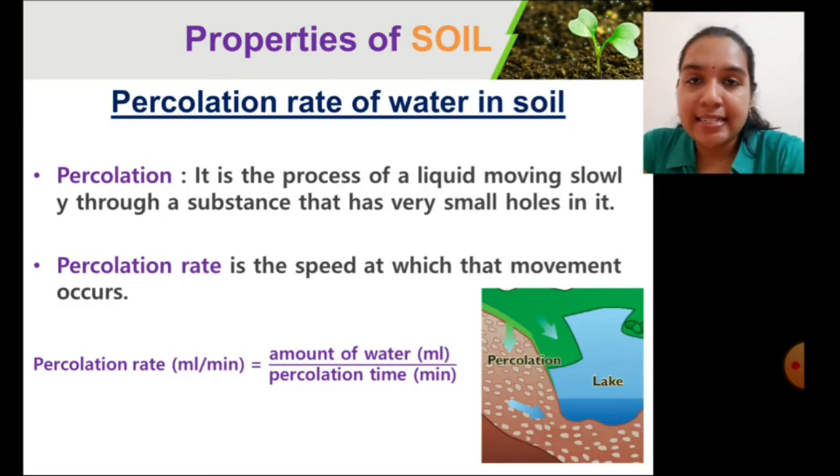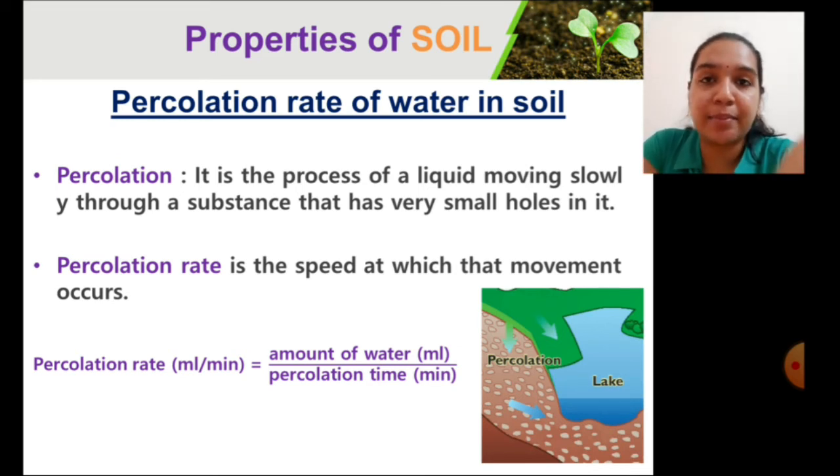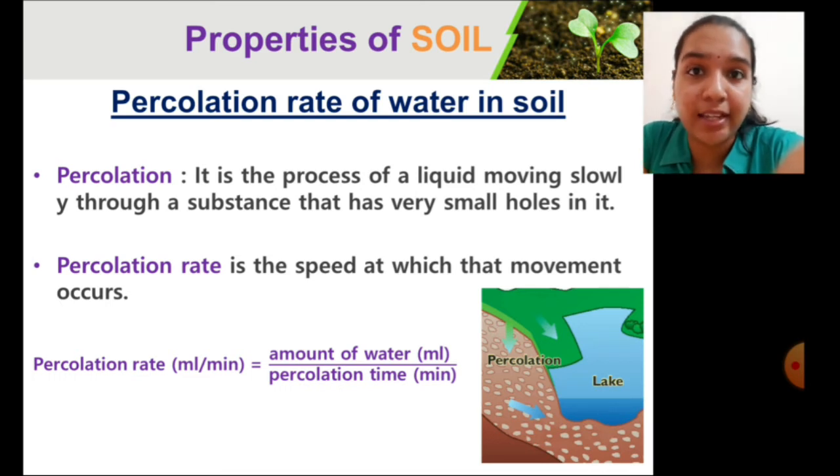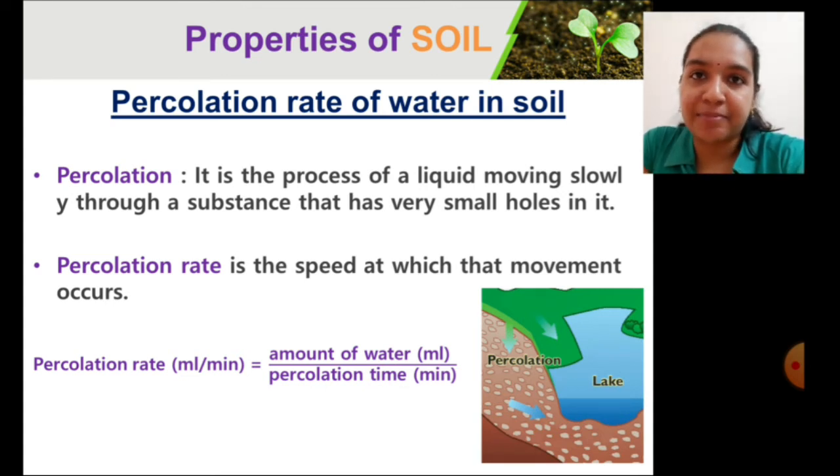Now let's understand the percolation rate of water. Once again, percolation means the process of water or any liquid that can move through any substance slowly based upon its porous nature, means having holes in it, means being loose to allow something to pass through it. So that is percolation. Percolation rate means it is the speed of movement of that water or liquid.